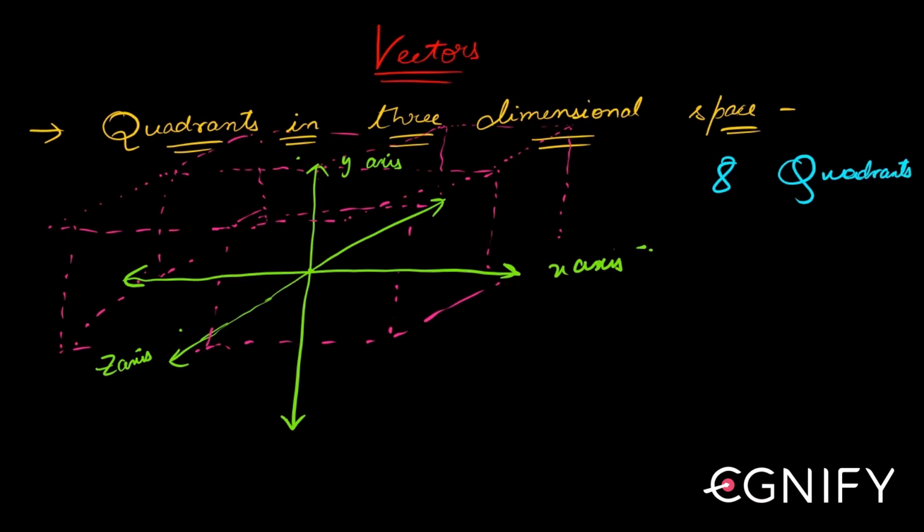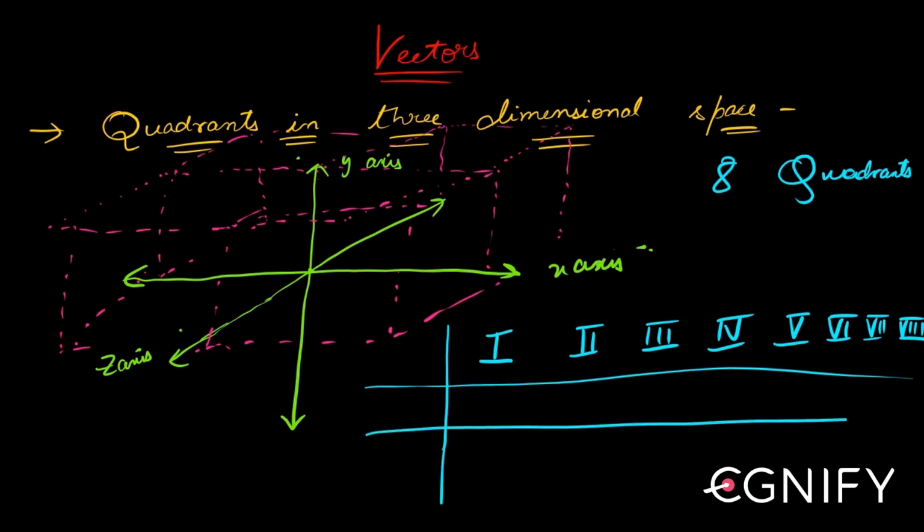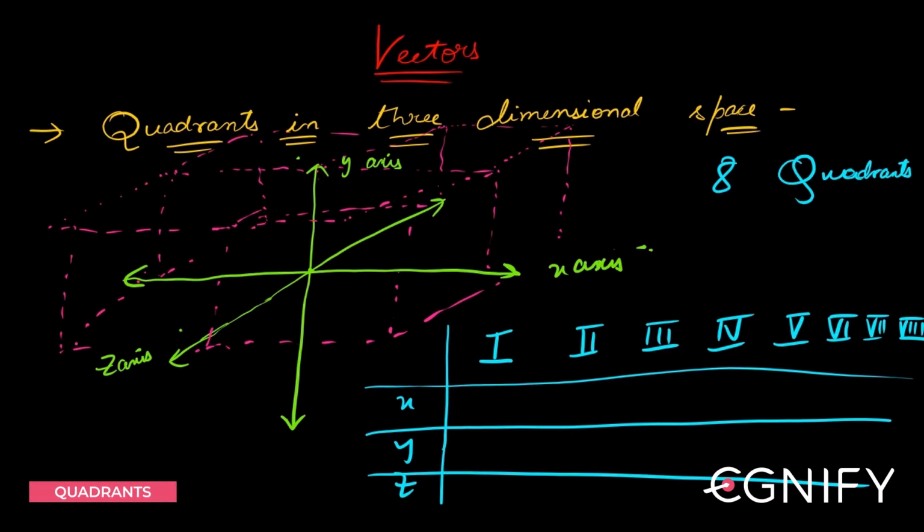Now, the combination of x, y, z signs in all those quadrants will determine a particular quadrant. I would like to make this table. So this is your first quadrant, second, third, fourth, fifth, sixth, seventh, eighth. These are your 8 quadrants, and let me make x, y, z columns. In the first quadrant, all 3 of x, y, z are positive. Can you help me locate that quadrant? That quadrant is this one.